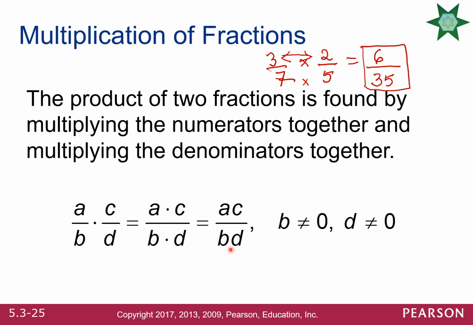However, make sure that the denominators cannot have a 0, because division by 0 means you end up with an undefined value. All right, so as long as the denominators are not 0, in this case b and d are not 0, we can just go ahead and multiply the numbers in the numerator and the numbers in the denominator to come up with the answer of multiplication.